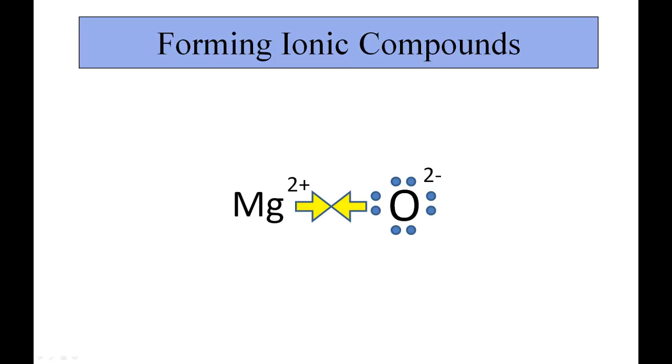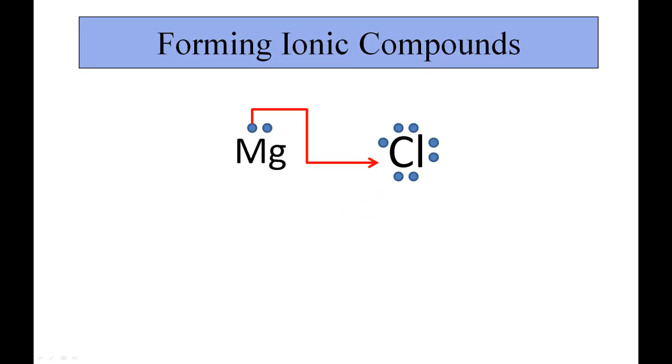Because they have opposite charges, they are now attracted towards each other. And since it only takes 1 magnesium and 1 oxygen to satisfy each other's octet rule, the formula we would see would be 1 Mg and 1 O.